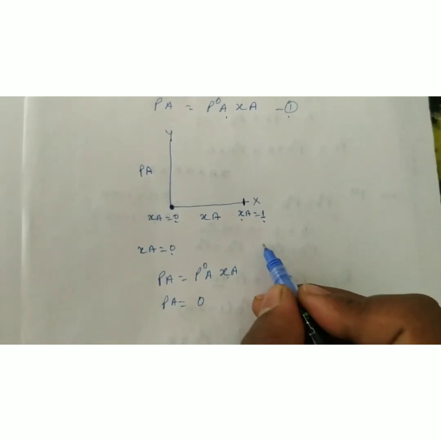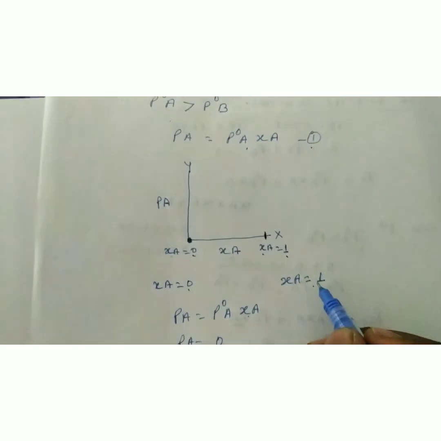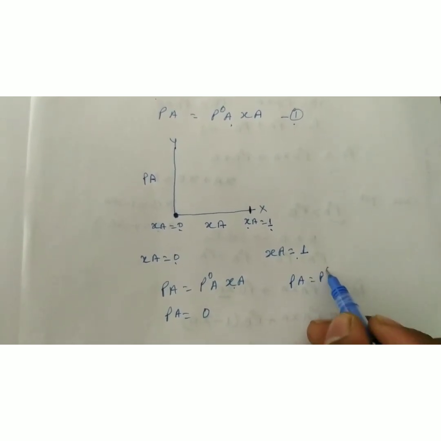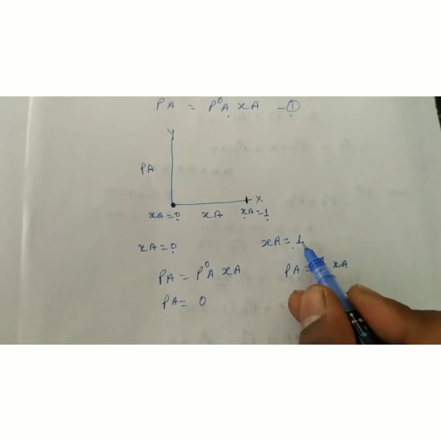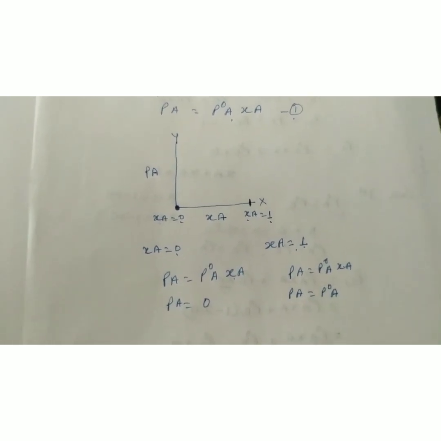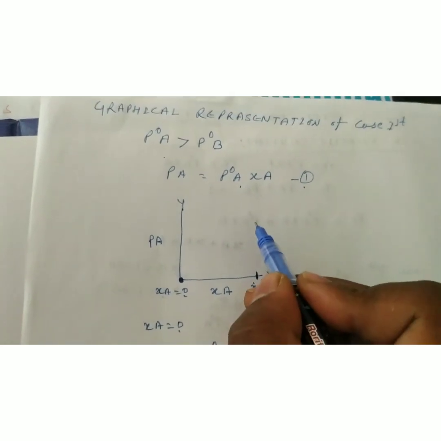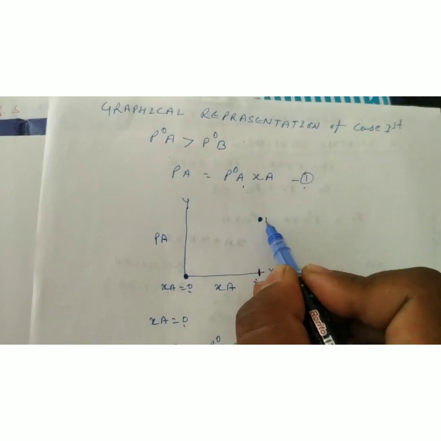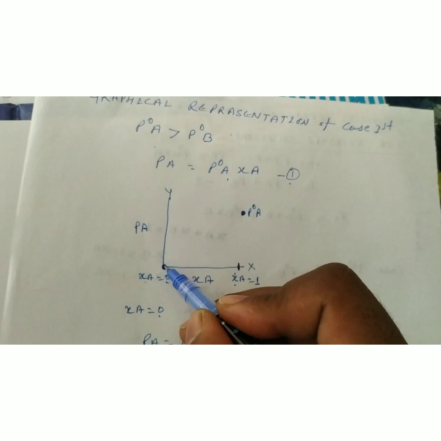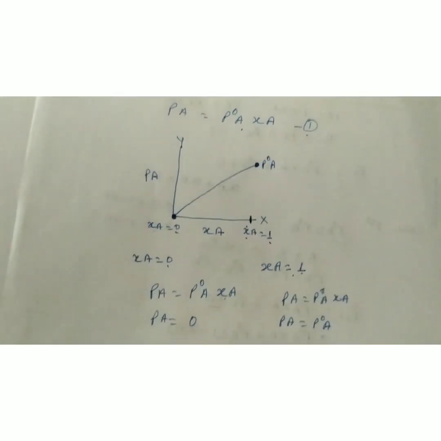Now the second condition, when XA equals 1. Put the value of XA in equation first. It becomes PA equals P naught A XA, and with XA equal to 1, PA equals P naught A. So when XA equals 1, draw the point here, this is P naught A. We have 2 points, so we can draw a single straight line. This is case first.